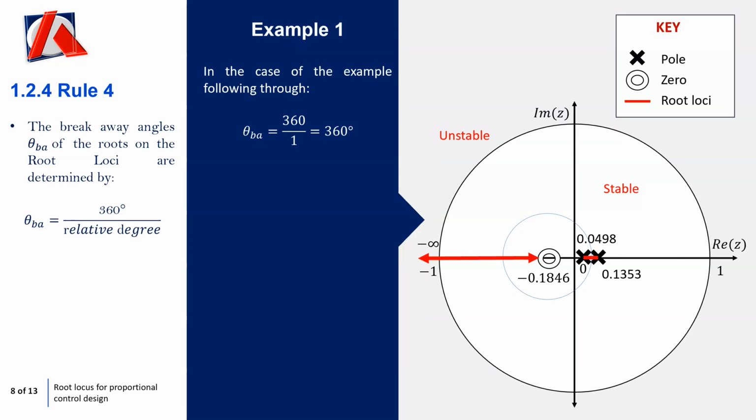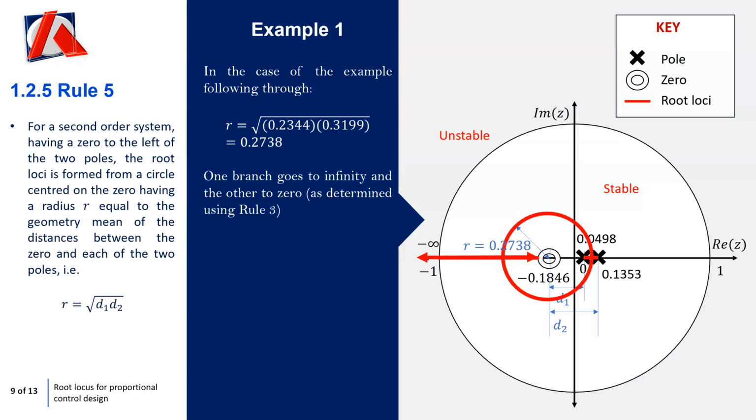So rule 4. This is effectively the breakaway angle. The breakaway angle is given by this equation, which is 360 degrees divided by the relative degree. So it's quite simple. In this case, obviously our relative degree was 1, so our breakaway angle is 360. You can see here I've just drawn this blue line on here, because what I anticipated is that these two were going to come together, they're going to break away, and 1 is going to effectively rejoin somewhere here. 1's going to go to the 0, the other one's going to break away, and it'll be symmetrical, remember, and then shoot off down to minus infinity.